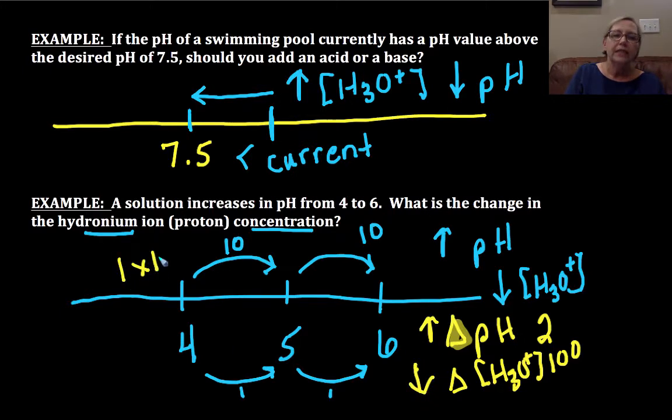You might want to see these numbers: 1 times 10 to the minus 4th, and this is 1 times 10 to the minus 6th. I think that makes it very clear that it's a decrease of 100 times.